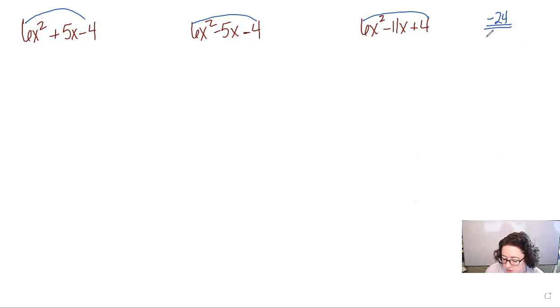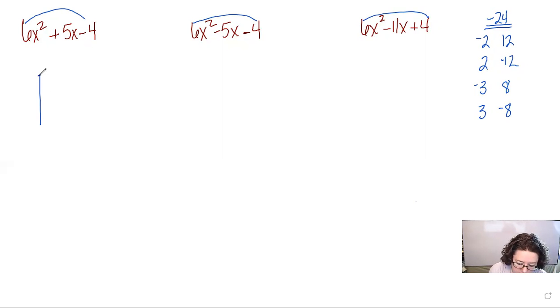We could do 2 times 12. But again, to get a negative, we'd have to do 1 negative and 1 positive. So we've got that combination, but that's not going to get us to the 5. Let's see, we have 3 times 8, so negative 3 times 8, or 3 times a negative 8. And that's actually going to work for our first two expressions. We're looking for a difference of 5 between those factors. So let's go ahead and set up our box method for each one of these.